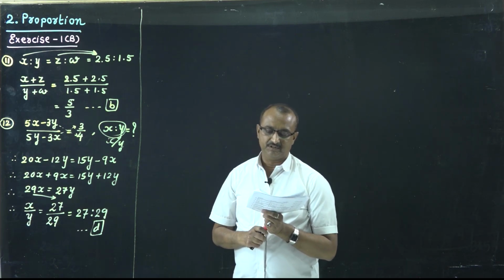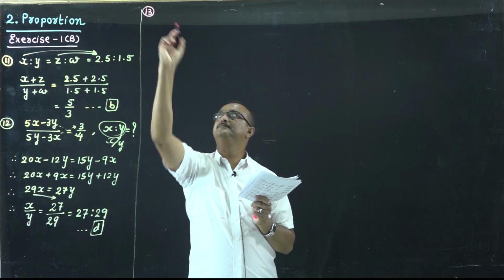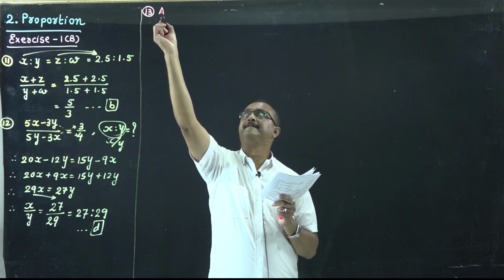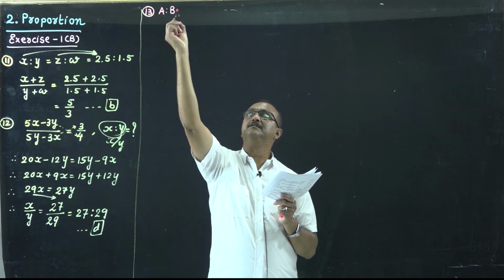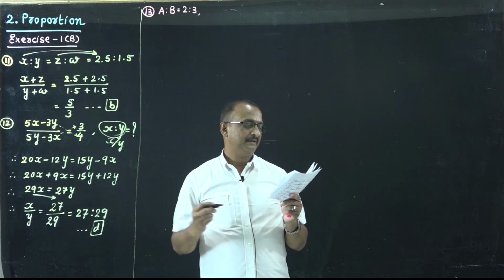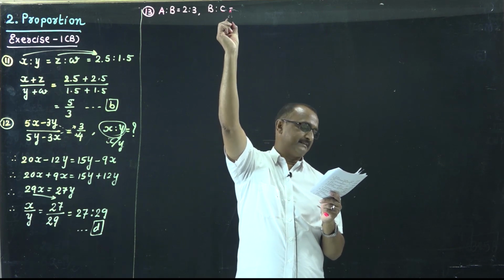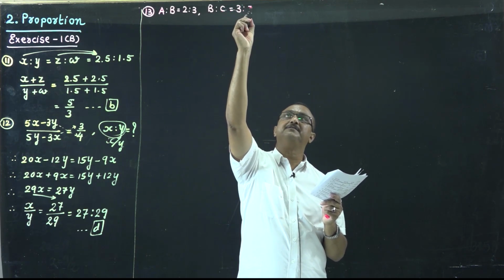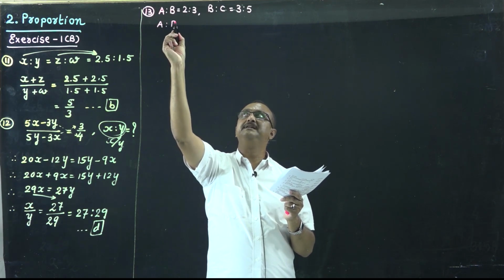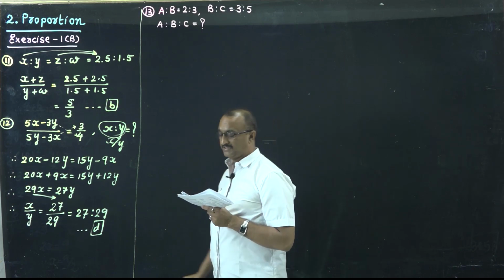Okay, 13 number, question number 13. If A is to B equals to 2 is to 3 and B is to C is equals to 3:5, then A:B:C is equal to question mark.